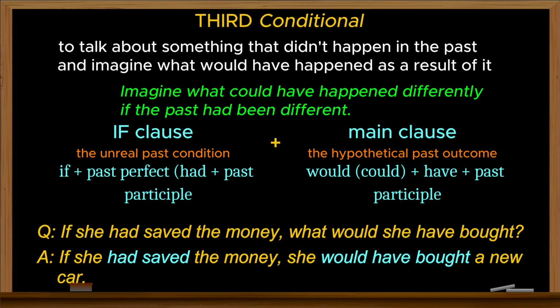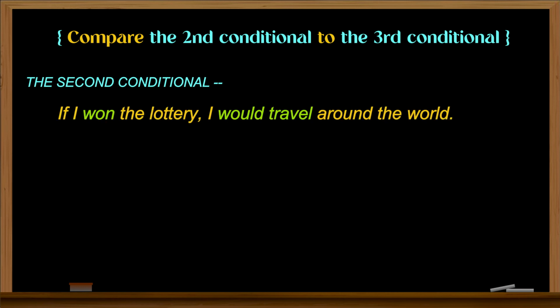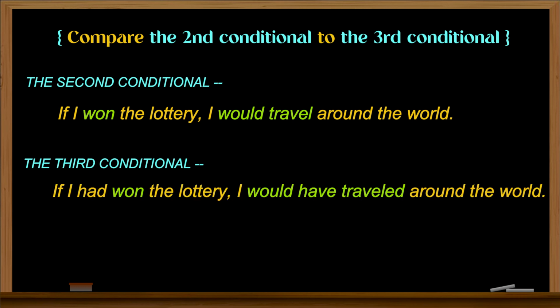Fantastic, you guys. Now, to give you full understanding, let's compare the second conditional to the third conditional. For this comparison, we'll take a look at the same situation. First, I'll say it in the second conditional and then in the third conditional. The second conditional: if I won the lottery, I would travel around the world. And the third conditional: if I had won the lottery, I would have traveled around the world.